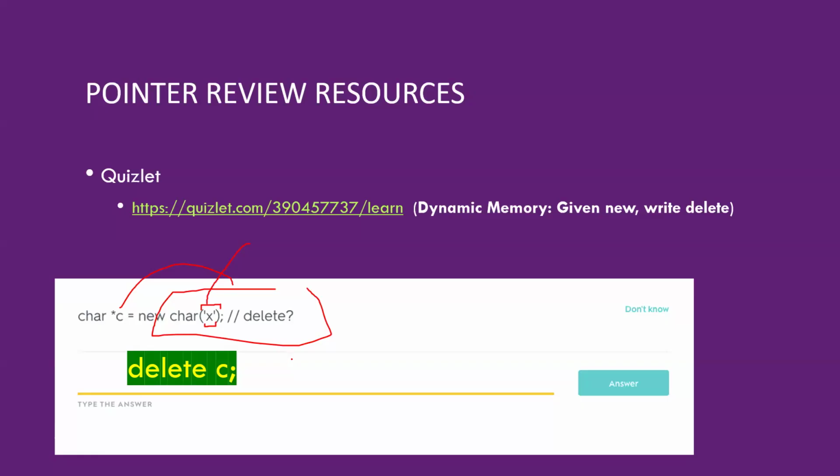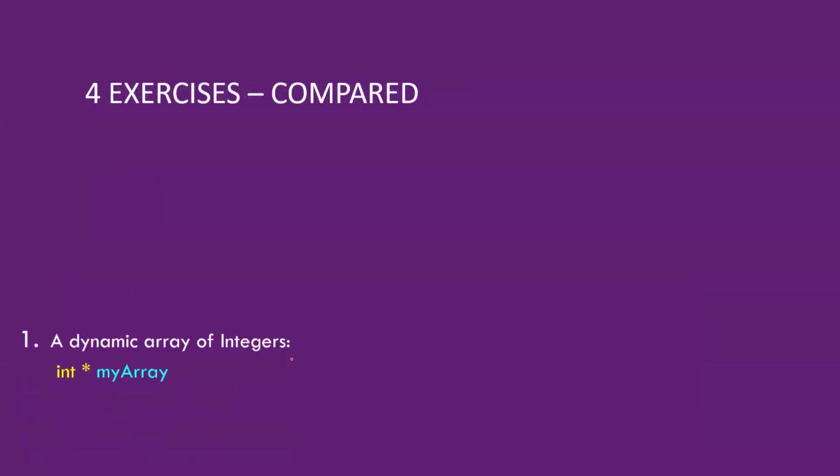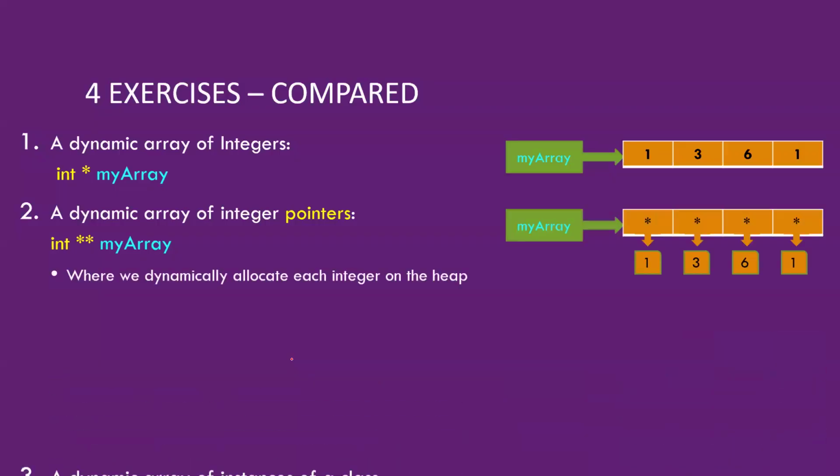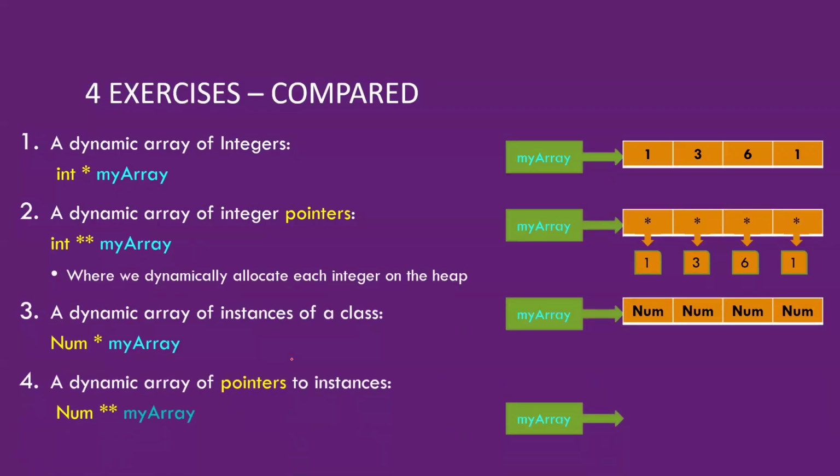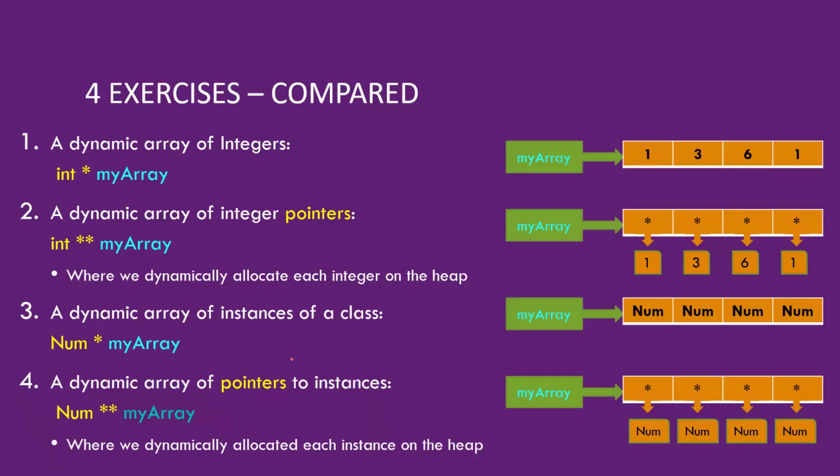So that's an okay answer for that particular question. I won't go into all these, but last time we said there's kind of 4 fundamental ways to organize the beginnings of our data structures. We can hold values in our array, we can hold pointers in our array, or we can hold entire instances in our array, or even pointers to entire instances.